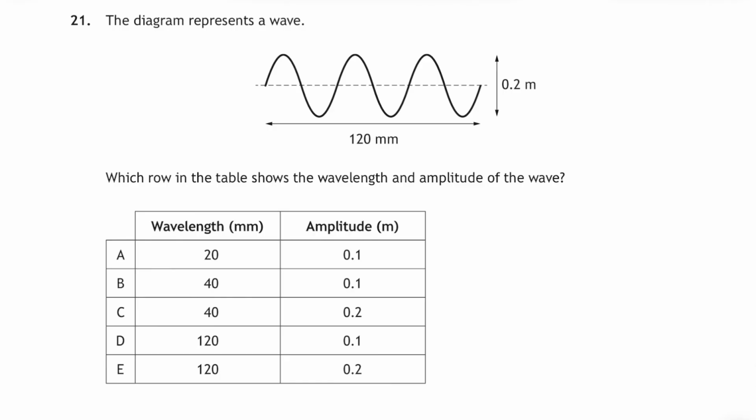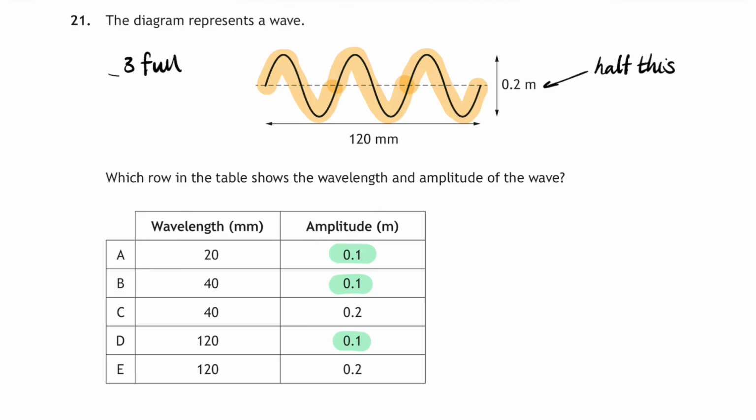And which row in the table shows the wavelength and amplitude of the wave? Well, remember, amplitude is the height measured from the middle to a peak or a trough, so we need to half the 0.2 meters, so the amplitude will be 0.1 meters. We've got three options there. And the wavelength, if we count the number of waves that are displayed in the diagram, there's 1, 2, 3. So there's 3 full wavelengths in 120 millimeters. So one wavelength will be 40 millimeters. And then the only row that is correct there is answer B.